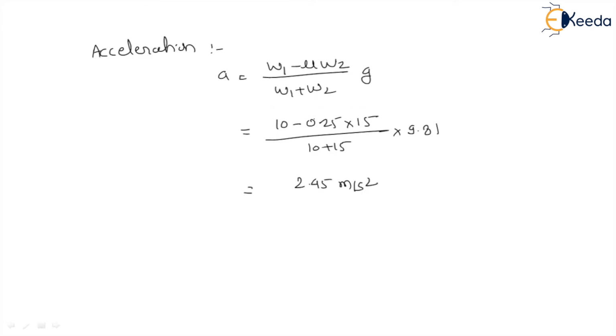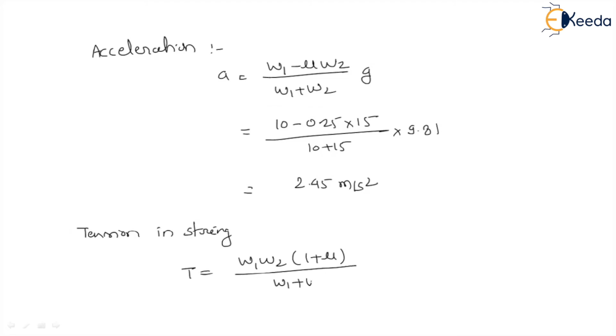So we will put all these values. Here W1 is 10, W2 is 15, mu is 0.25. So I'm going to put all these values here. I'll get the value of acceleration as 2.45 meter per second square. Now we have to define the tension in the string, and tension should be the same throughout. So this is the equation of tension which we have derived. If we put the given values, we will get tension as 7.5 Newton.